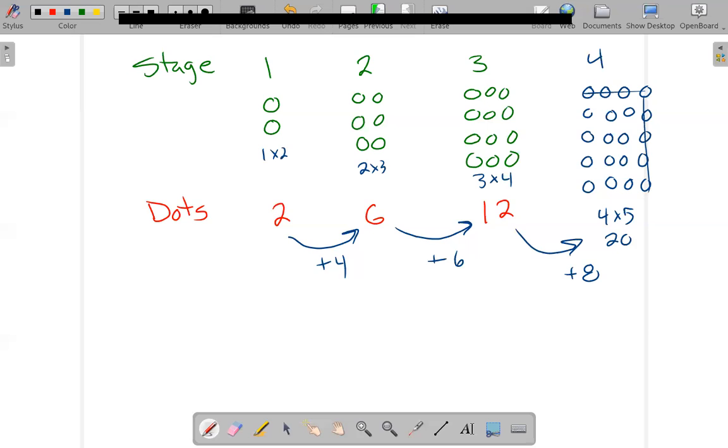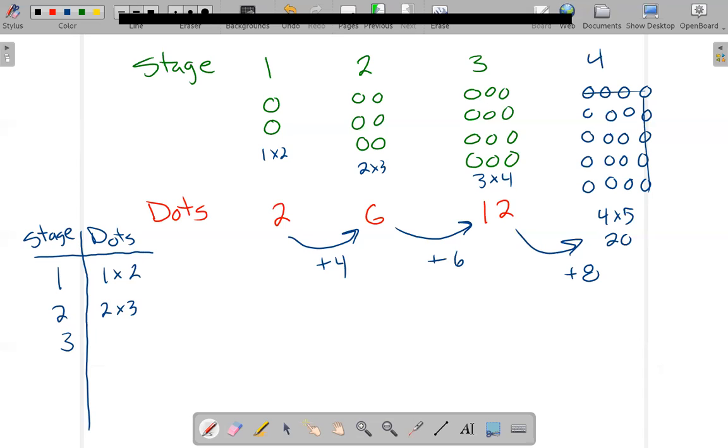And I'm just going to draw this in a different way if you're not quite seeing what I'm saying yet. If I draw my table this way and get the dots out of the picture, the physical dots there, I saw stage 1 as a 1 by 2 group of dots, and I saw stage 2 as a 2 by 3 group of dots, and I saw stage 3 as a 3 by 4 group of dots. Stage 4 would have to be a 4 by 5 group of dots. What would stage 10 be?